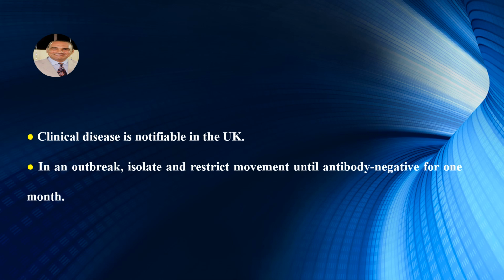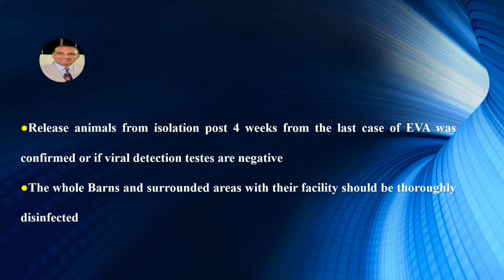Clinical disease of equine viral arteritis is notifiable in the United Kingdom. In an outbreak, isolate and restrict movement until antibody negative for 1 month. Release animals from isolation 4 weeks after the last case of equine viral arteritis was confirmed or if viral detection tests are negative. The whole barns and surrounding areas with their facilities should be thoroughly disinfected.